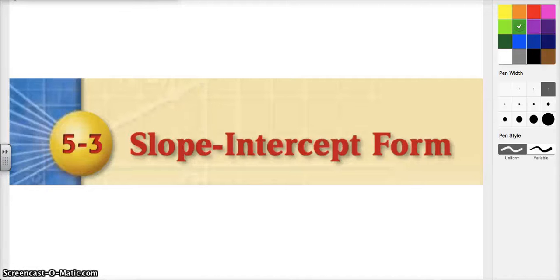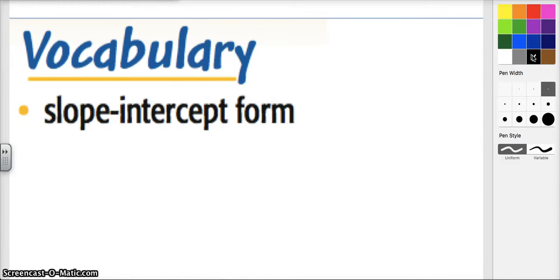Hey algebra students, here we are in chapter 5 looking at section 5.3 and we're going to talk about slope-intercept form. As we may or may not have talked about, I can't remember, we've talked that there is something called standard form of a line, ax plus by equals c, where a, b, and c are all elements of the integers, blah, blah, blah.